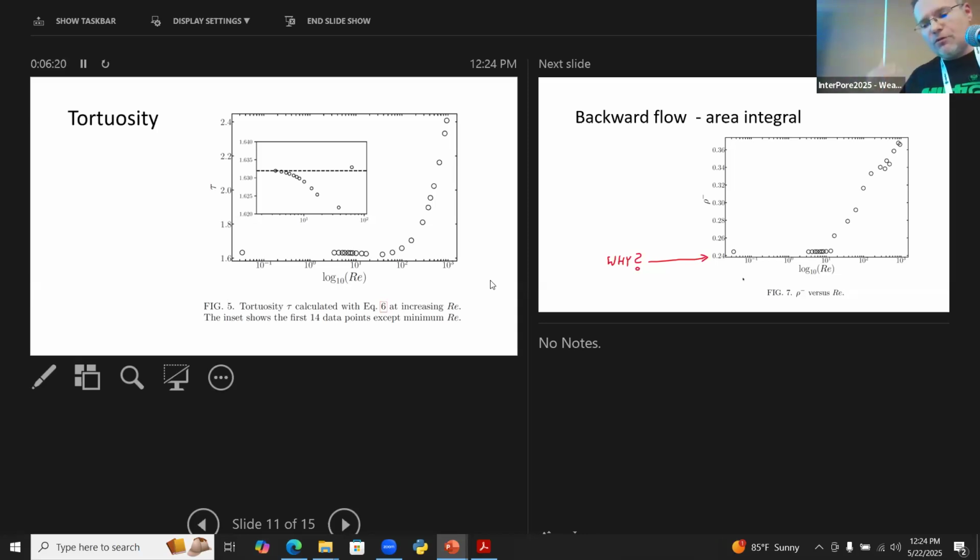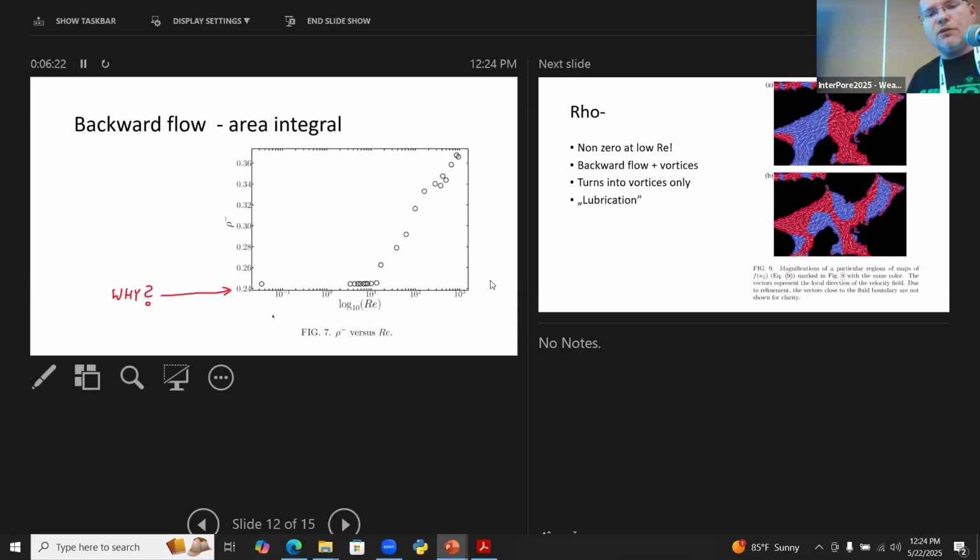So in this work, we also try to analyze it. And one of the tools is again rho minus. This is again the same integral. Now we integrate the backward flow in the low porous medium. And this is amazing because we have non-zero backward flow. I mean, amazing. Okay, this is a low porous medium. That means there are some paths that want to go backward because of the structure, which is geometrical.